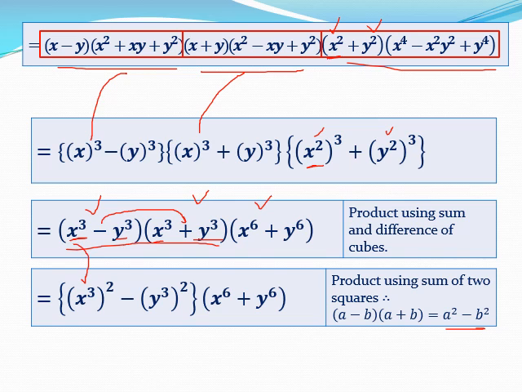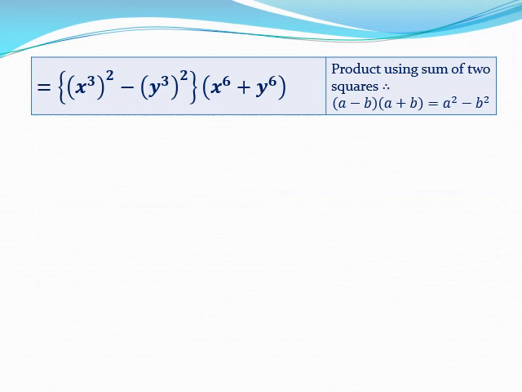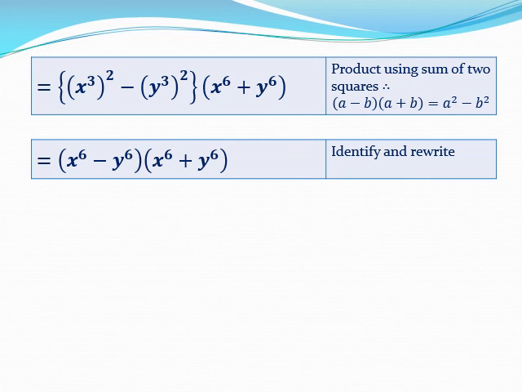So it is equal to the square of x³ minus the square of y³. The product of these two factors is equal to the square of x³ minus the square of y³. And the second factor, we write it as it is. The square of x³ is simplified as x⁶ minus y⁶, and x⁶ + y⁶ as it is.